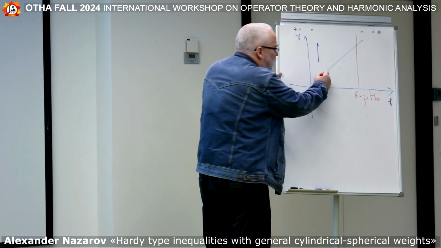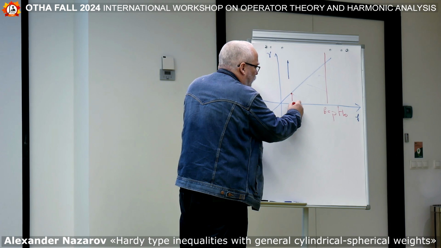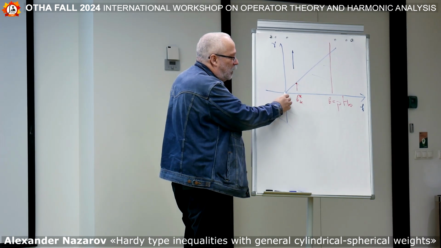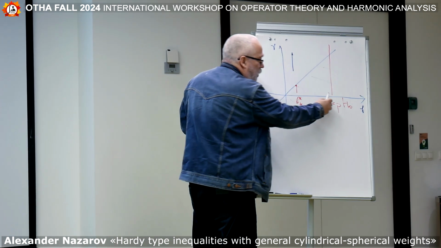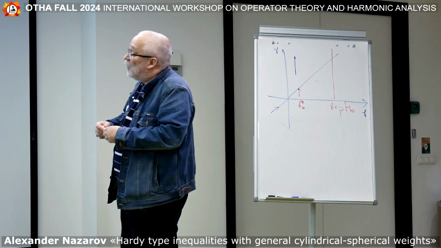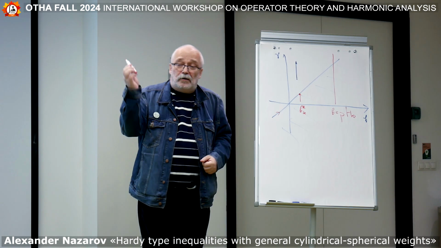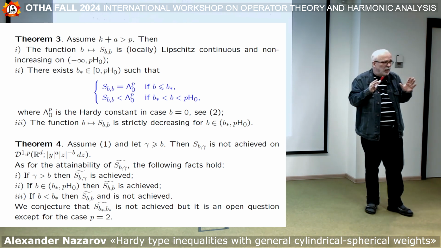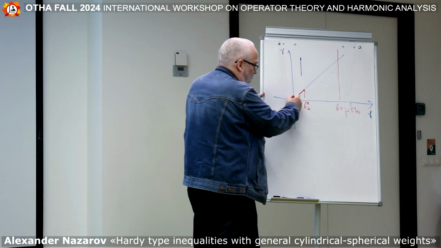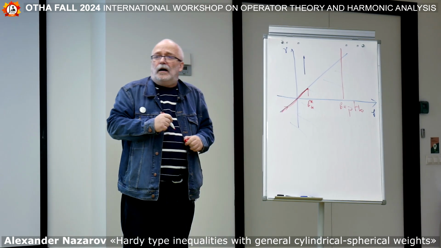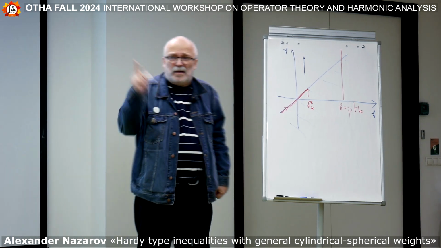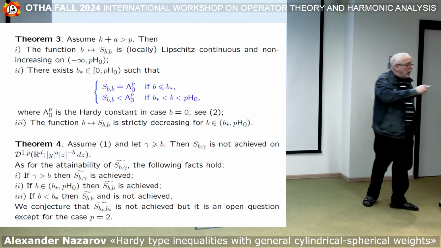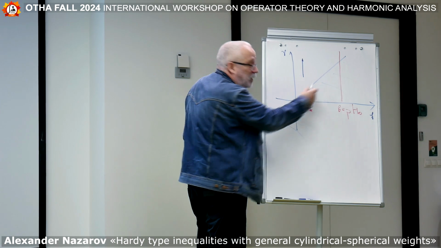Moreover, here is some point, b star. In general, it can be from 0 and strictly less than the right border of this interval, such that this sharp constant is equal to lambda 0 in power p, the purely cylindrical case, here, and strictly less than this constant to the right. And moreover, here it is a constant, and to the right it is strictly decreasing.